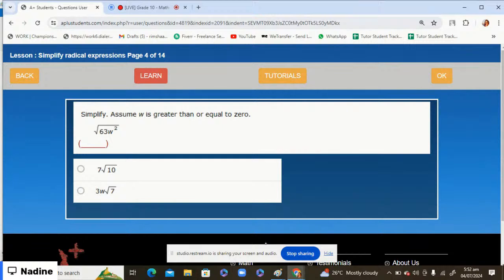Now again you make factors and then check it out like the previous one. All right? Hope you guys understand this lesson as well. Let's do the next one.